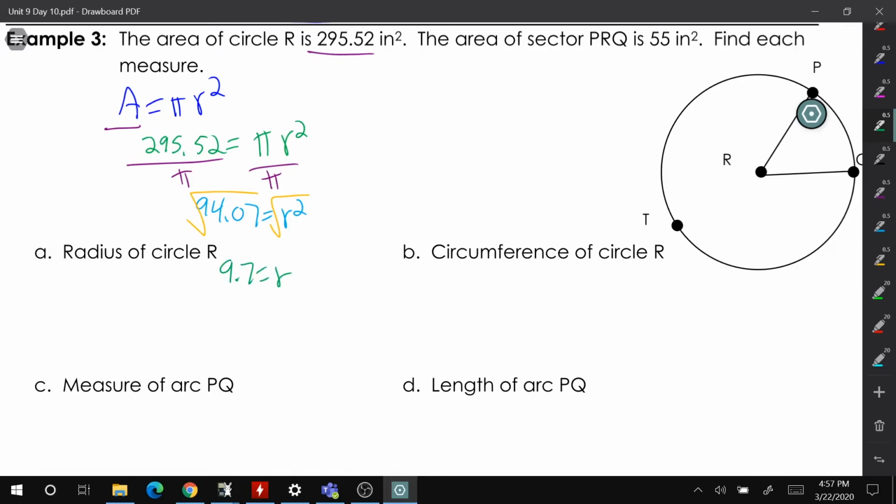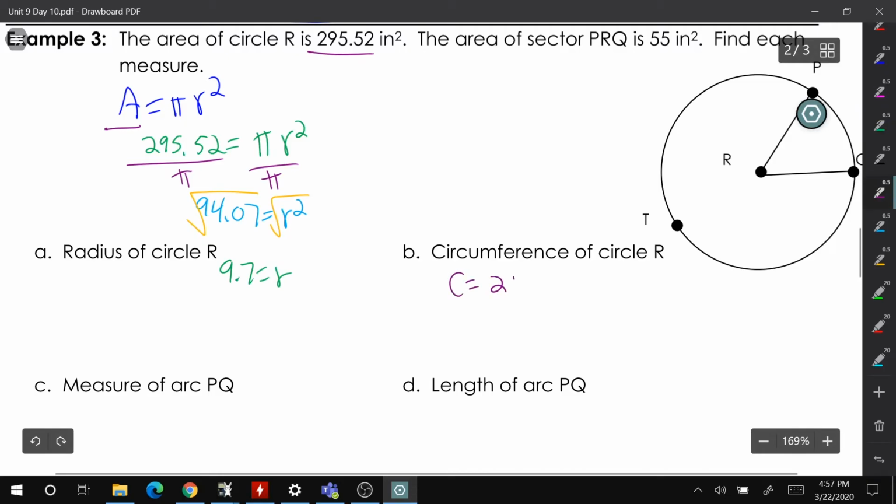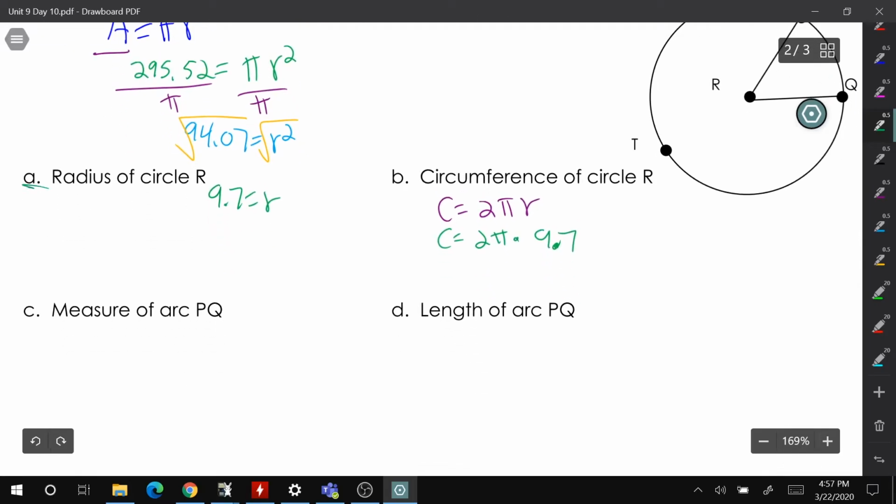Now that we have that as our radius, finding the circumference should be no problem at all. Circumference equals 2 pi times r. So the circumference is 2 times pi times 9.7, from the part that we did in A. Over here in A we got that the radius was 9.7. So we type that into the calculator and our circumference is 60.95 inches.